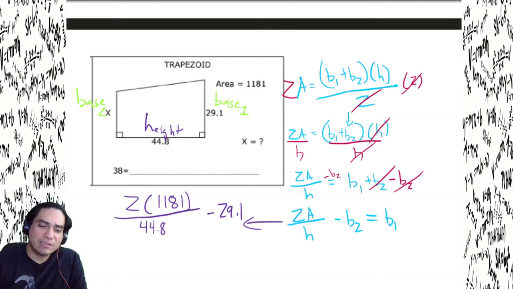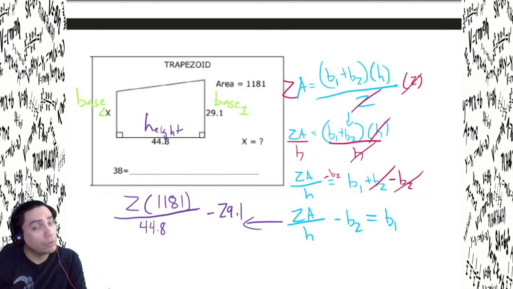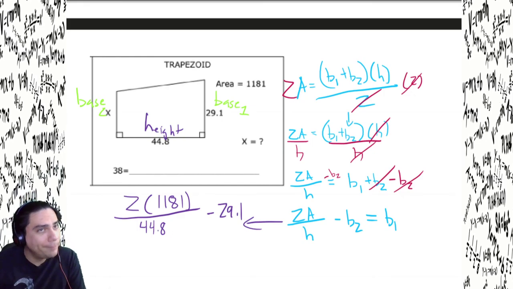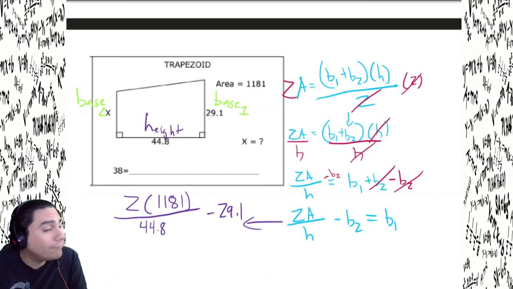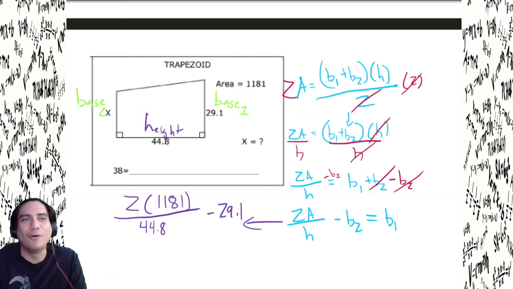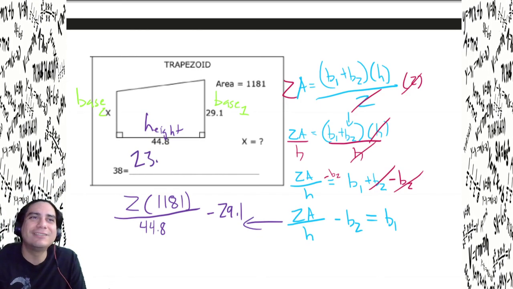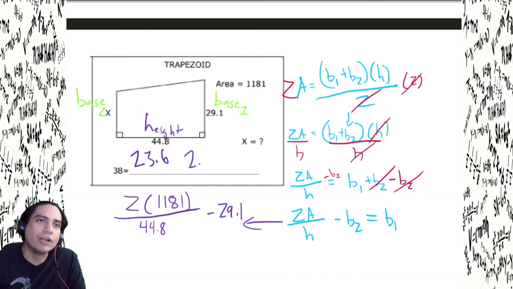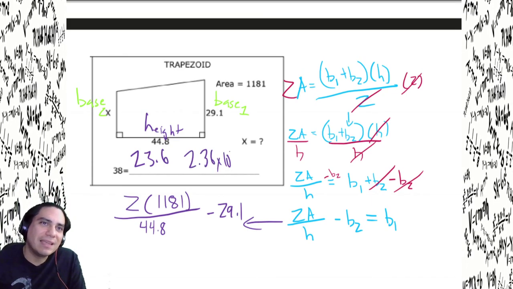Ladies and gentlemen, completely reasonable answer. I got an answer, and hopefully you got it too. You want to tell it to me? Nah, that's wrong. Nah, I'm just joking. I don't know what you said, but hopefully you said the right one, which is 23.6, or 2.36 times 10 to the first.